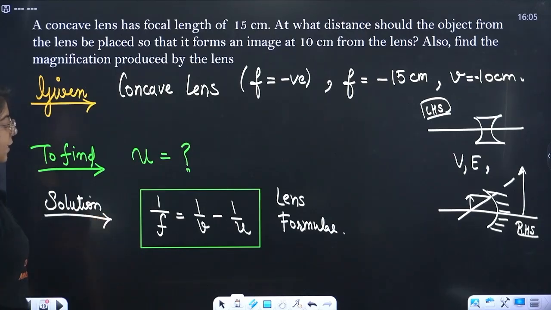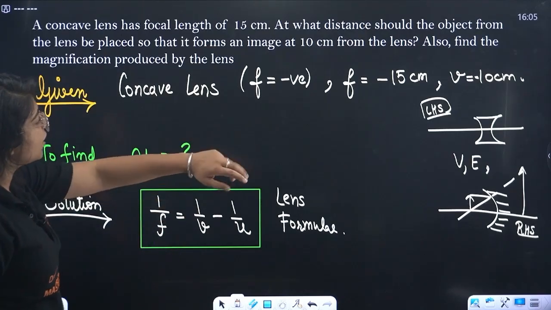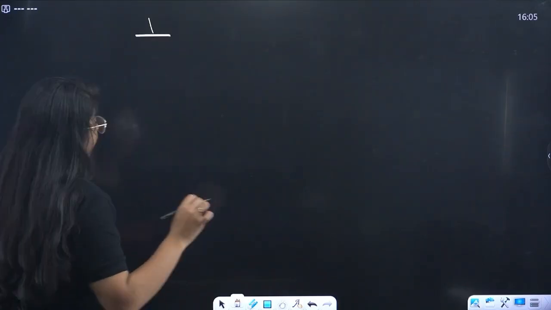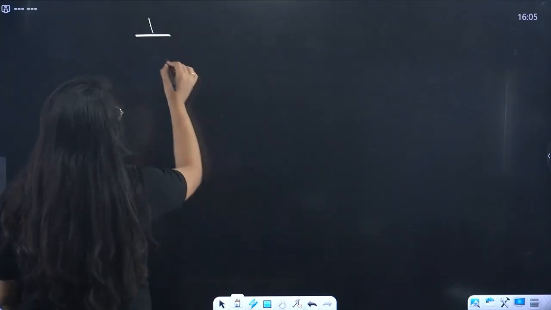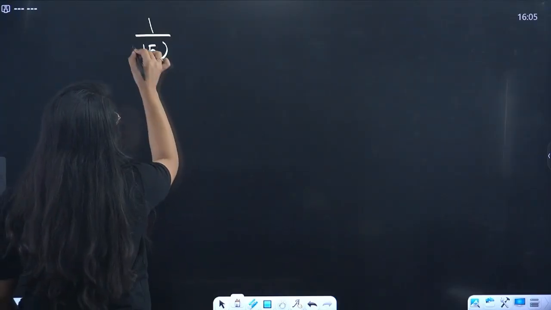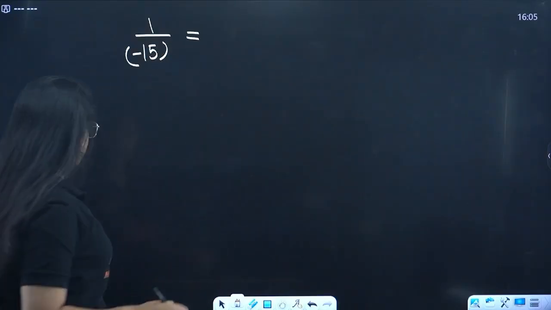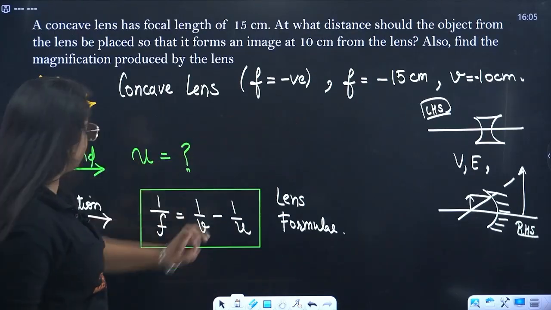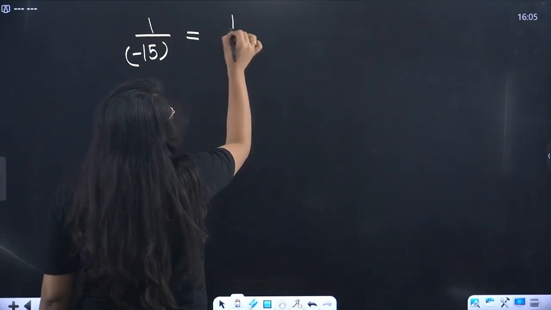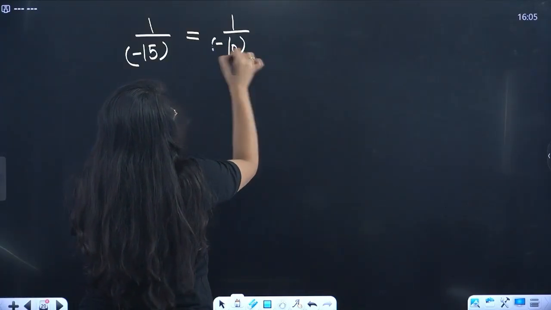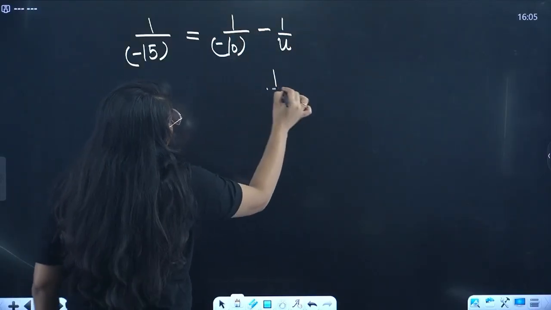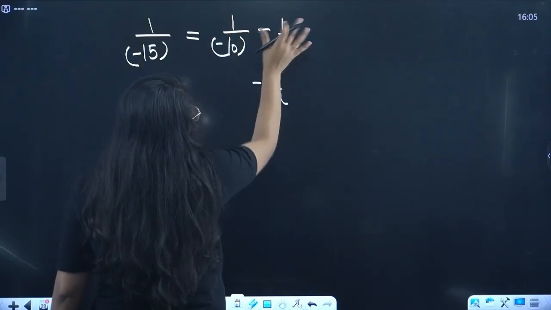Understood? Okay, great. Now, beta, you just have to fill in the values. We have F, we have V, so I can easily find U. I have 1 by F. F was what? Minus 15 centimeter. So minus 15 centimeter equals beta equals 1 by V minus 1 by U. So that is your 1 by V, which is 1 by minus 10, minus 1 by U. Understood?